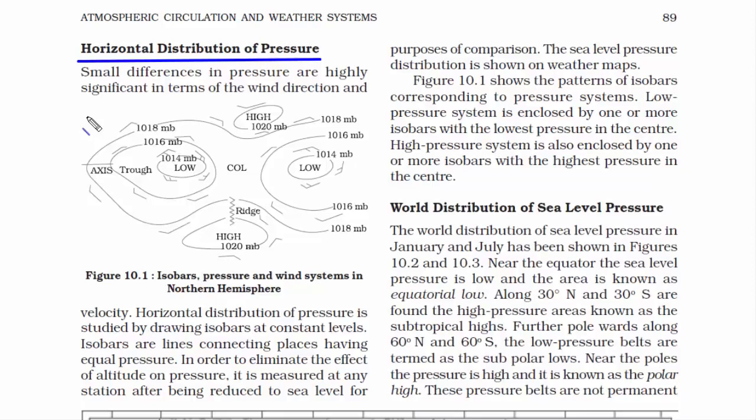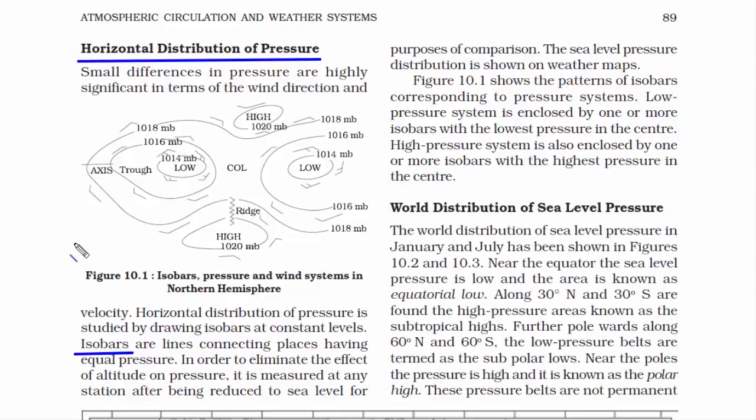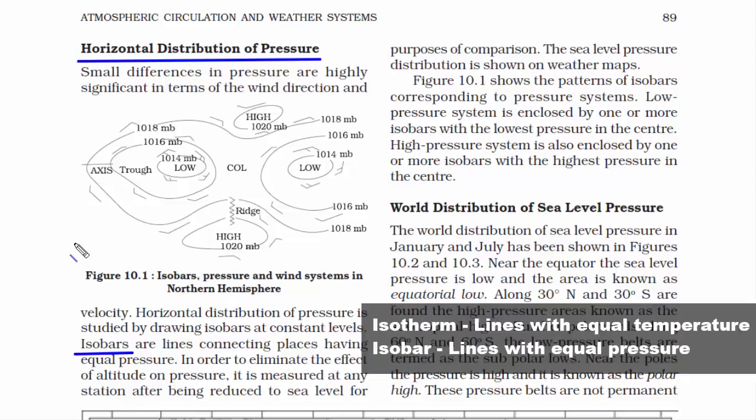So to understand the horizontal distribution of pressure, we do that by drawing isobars. Isobars are basically lines connecting places having equal atmospheric pressure. Iso means equal and bar is the unit of measurement for pressure. And if you remember in the previous chapter, we read about isotherms. They are lines joining places having equal temperature. So remember these two terms, isotherms and isobars.